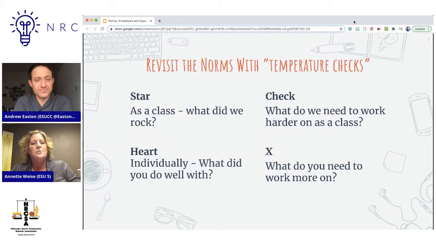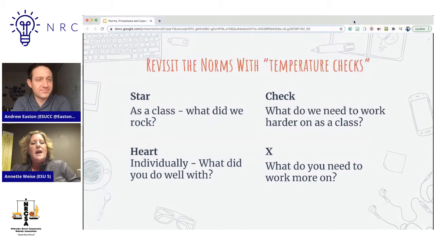And then individually, you could use the heart stamp. What did you personally feel like you did really well with today? And then on that other side, what do we need to work on? So a check mark for, as a group, what was harder for us today? What didn't we do so well with as a whole group? And then the X for, again, personally, what would you like to work on and do better with?